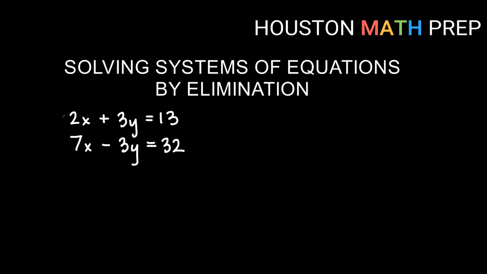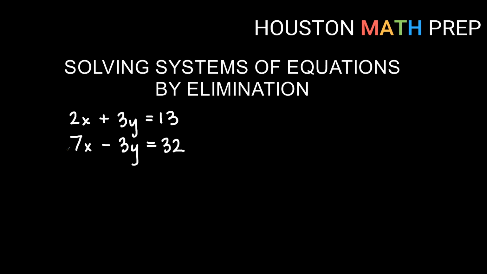So I've got a system of two equations, two variables x and y. I've got 2x plus 3y is 13, and 7x minus 3y is 32. The idea with elimination is you want to eliminate one of the variables, either x or y, and then that will allow you to solve the other one. So this is different than substitution, where you take something and plug it into the other equation to get rid of a variable. Here we're actually going to add equations together to eliminate one of the variables.